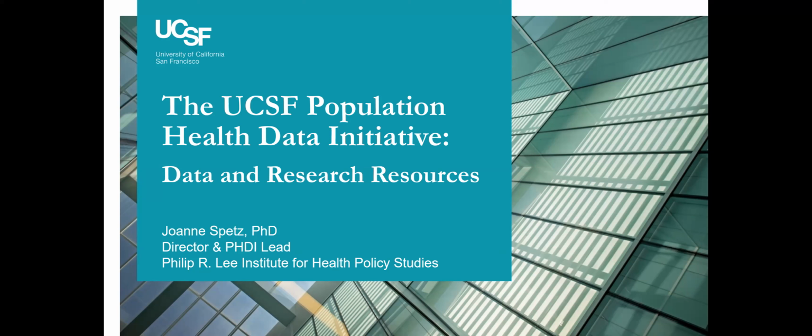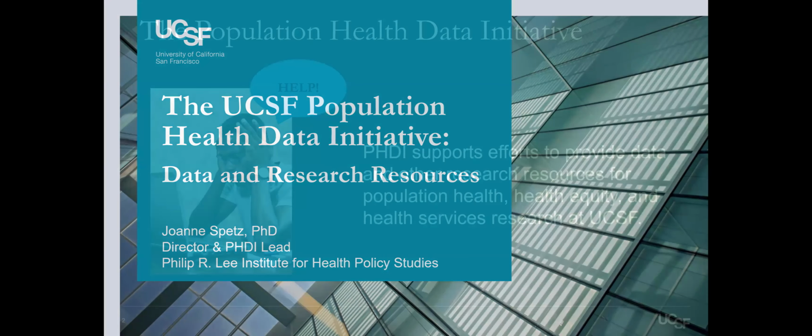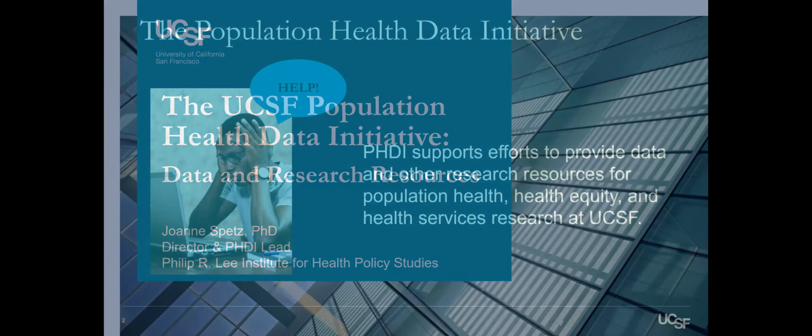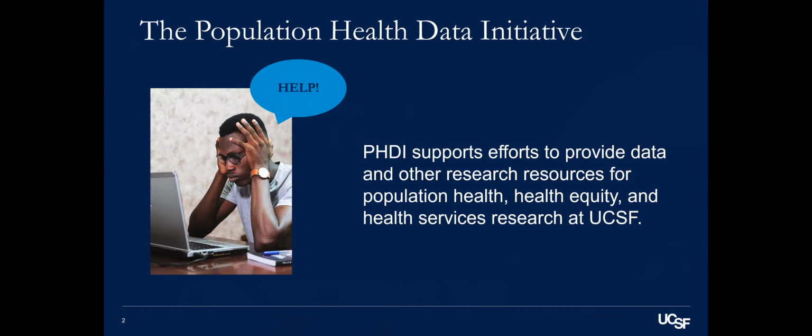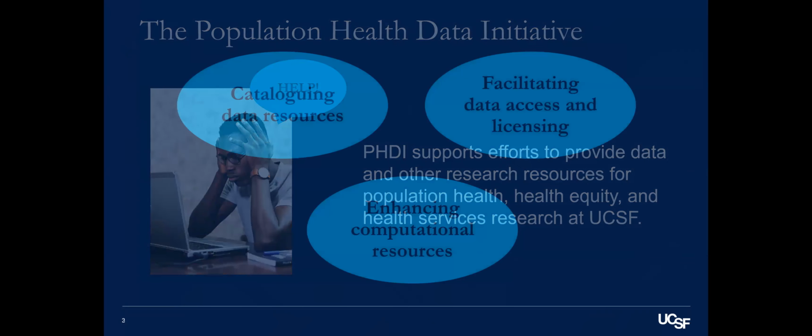with everybody because we've got some great resources available to accelerate research and make it easier for people to do really high quality research with complex data sets. So what we are trying to do is support efforts to provide data and other research resources for population health, health equity, and health services research at UCSF. So what does that mean? We have three main areas of activity.